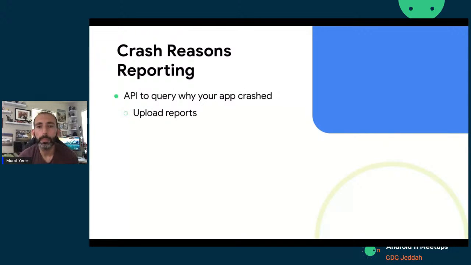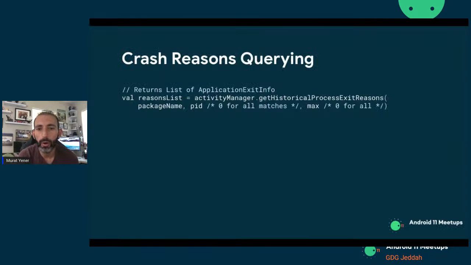Crash reasons reporting. This is a new API that overlaps with what crash logging systems do, but this gives you very good, reliable ANR info. This automatically uploads the crash files to a server, which you can later query and check what's going on.